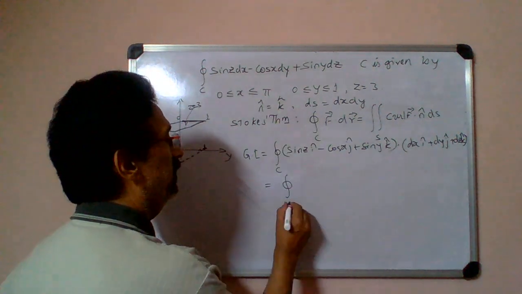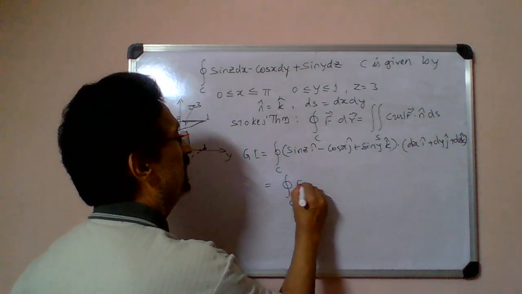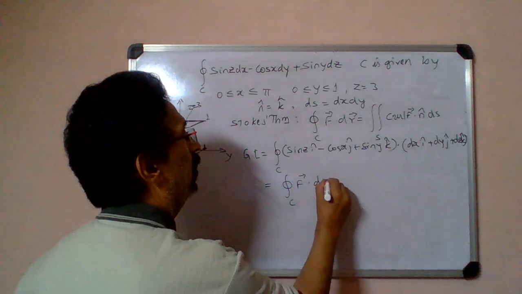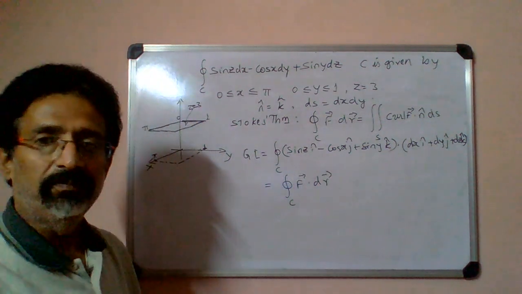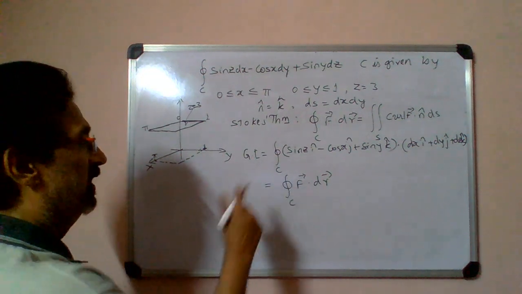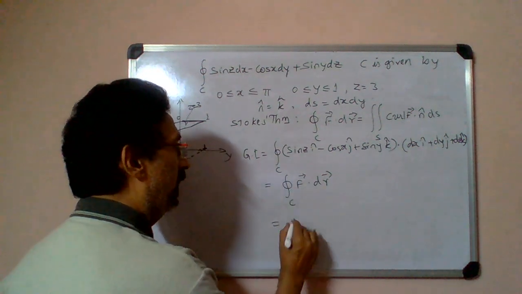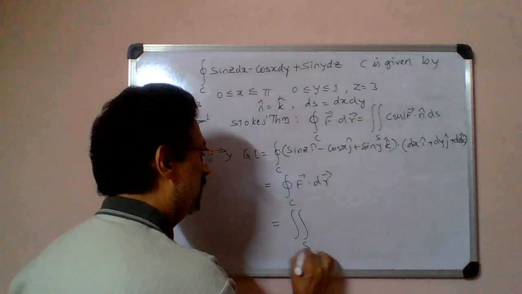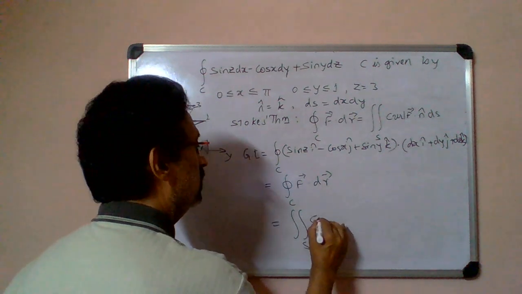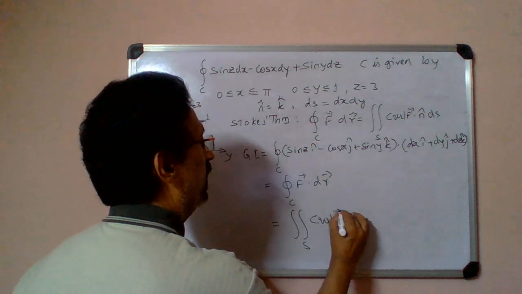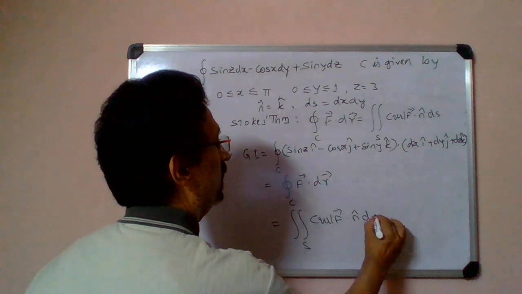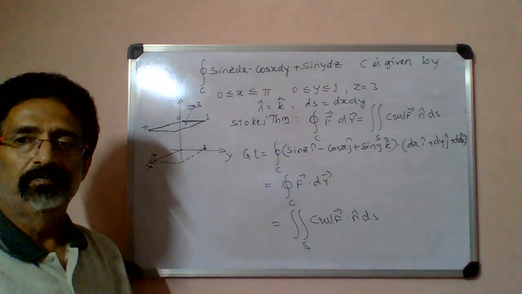So this will be what? Closed integral over C, f bar dot dr bar. Right. So as per Stokes' theorem, therefore this will be equal to what? It will be equal to double integral over S, curl f bar dot n cap ds.